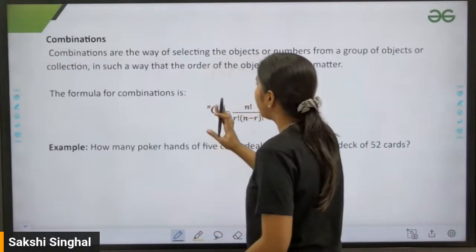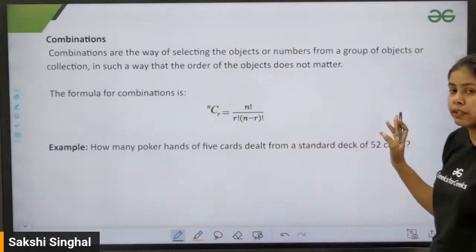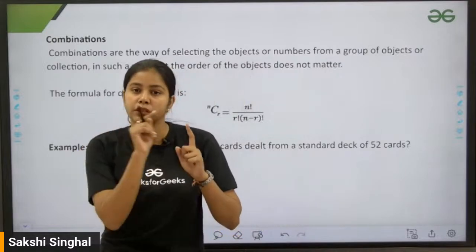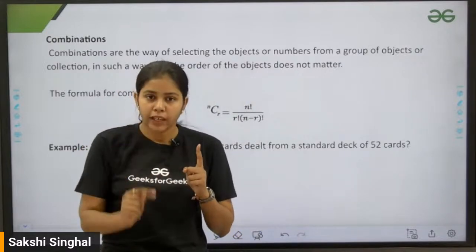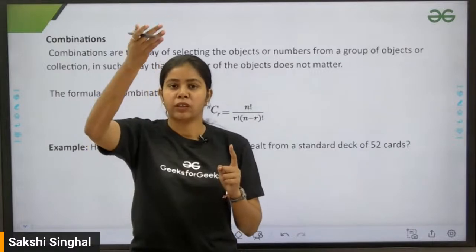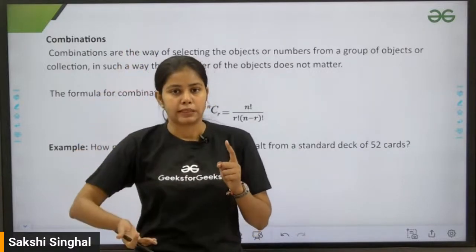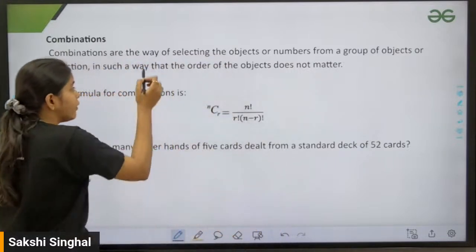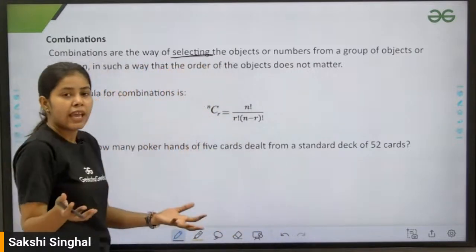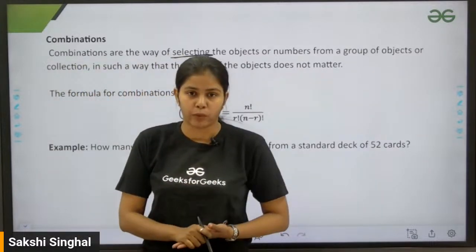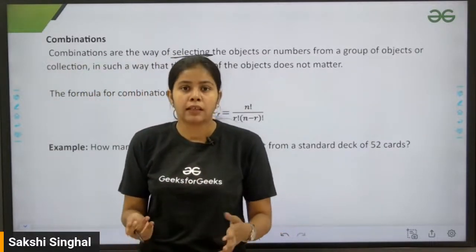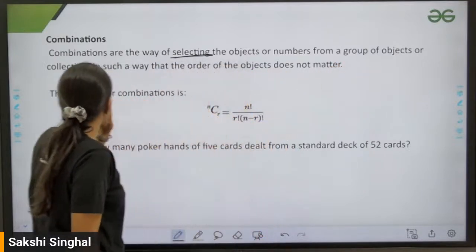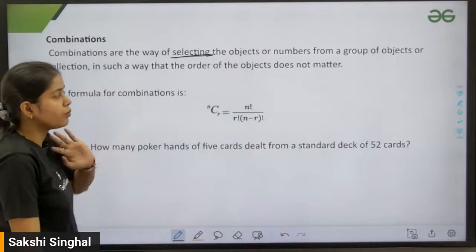Let's see. Combinations are a way of selecting objects. Look, in permutation we have discussed that it is arranging objects because their order matters. Like I am putting red color before blue color, I am arranging the numbers, I am arranging the colors. But here we are selecting. That means I have to select 5 balls out of 8 balls. That is selecting, and that would become combination. It is a selection of objects from a group or collection in such a way that the order of the objects does not matter.